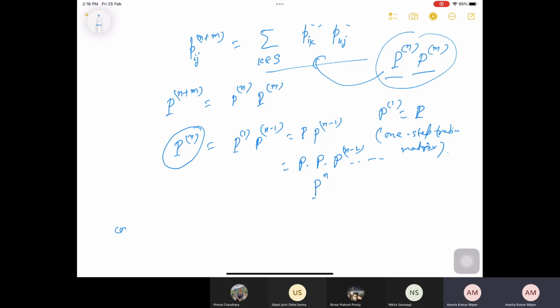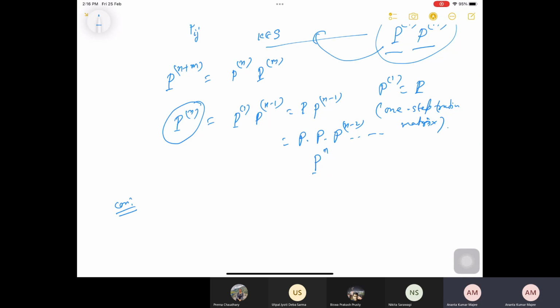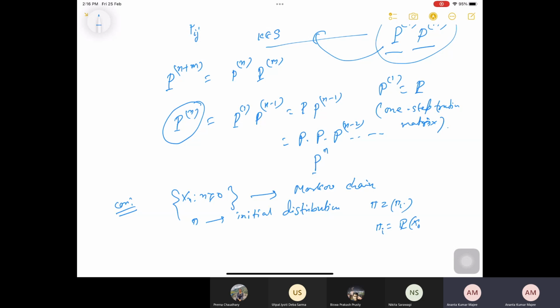So as a corollary, I can think, if I know the initial distribution, so I have a Markov chain Xn, which is a Markov chain with state space S, and pi is the initial distribution. That means pi is equal to my pi of i. What is your pi of i? It is equal to the probability of X0 is equal to i. Is it not? So S is your state space.